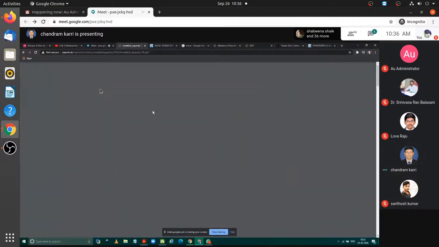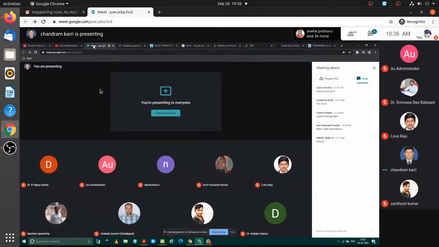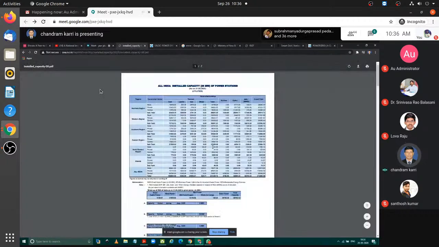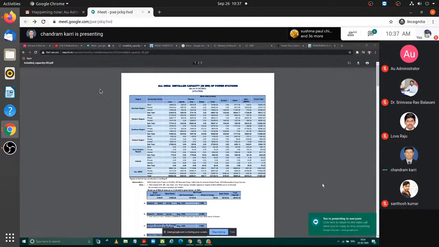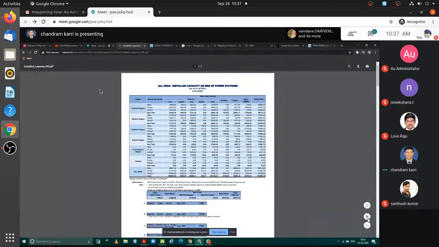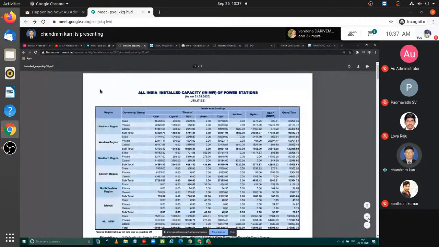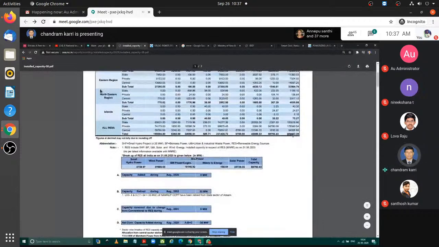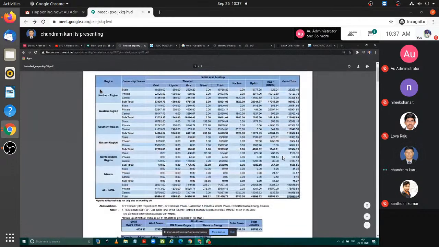Go to that website and find out the current installed capacity in terms of gigawatts. It is 372 gigawatts, I can say. So it is a tremendous development on the generation side.